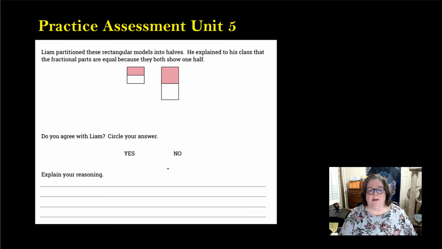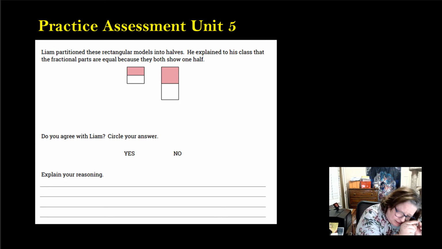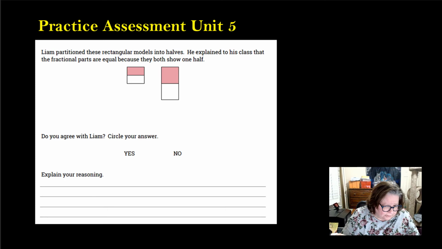Think of it this way. You've got a king-size candy bar. Your friend has a snack-size candy bar. He breaks his in half. Well, it's an even smaller candy bar now because it's a half of a snack size. And you break your king-size candy bar in half. It's still a pretty decent size because it was a king size to start with. This half is going to be bigger than this half because your candy bars were different sizes.